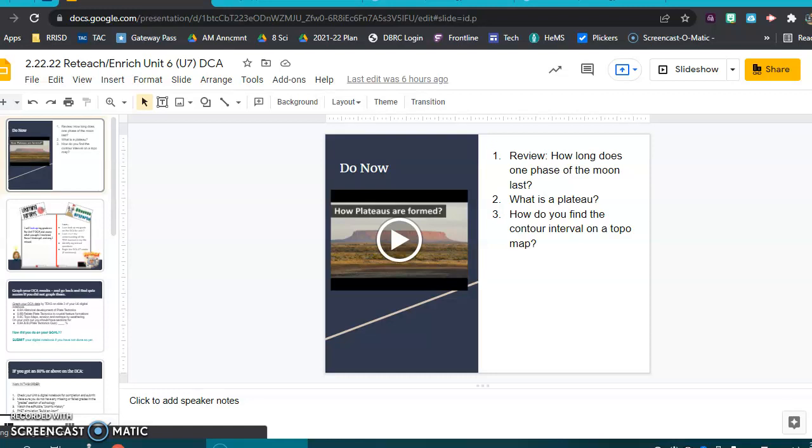Well, the first thing is the moon phases. I've heard a couple answers. Remember, that would be from new moon to waxing gibbous, or from waxing gibbous to first quarter, or from first quarter to waxing gibbous, and waxing gibbous to full moon. So it's every moon phase, and that's right, every 3 to 4 days.